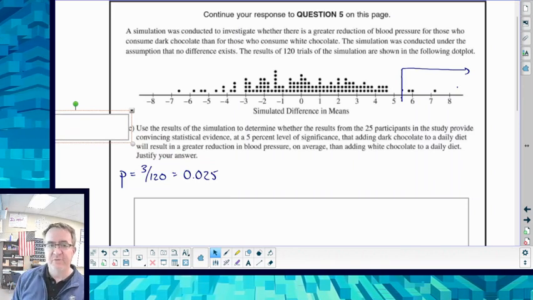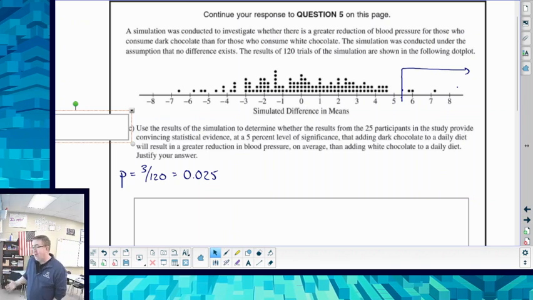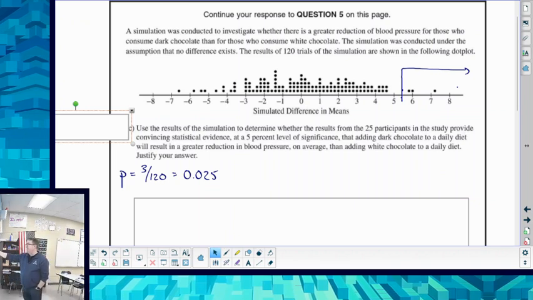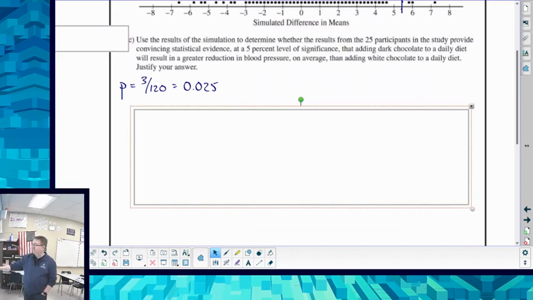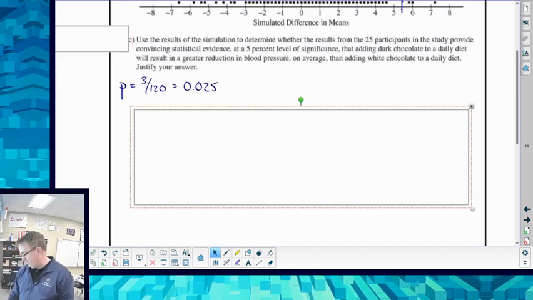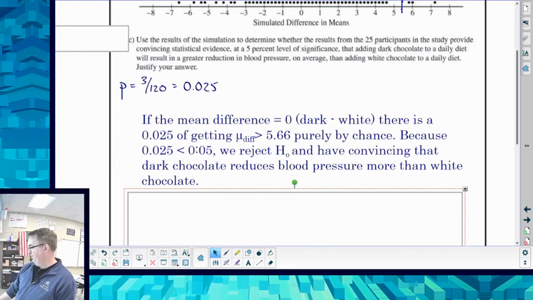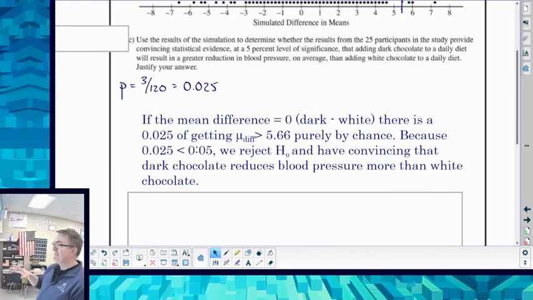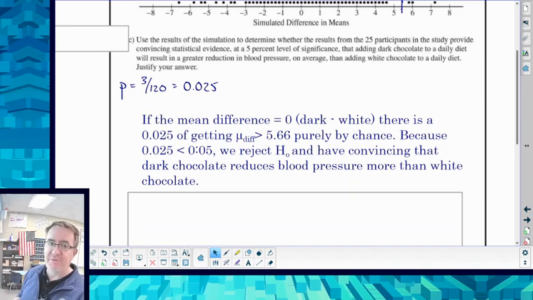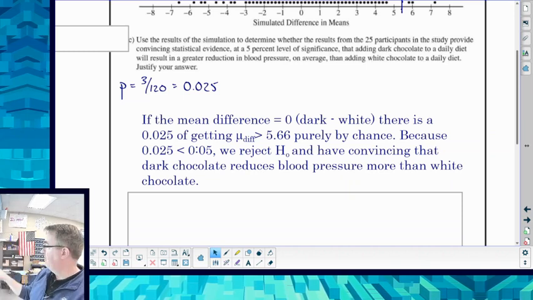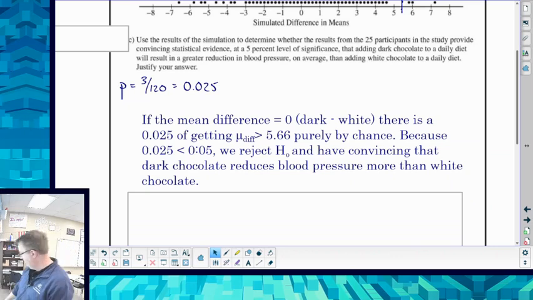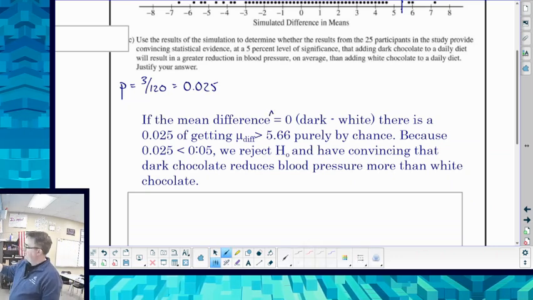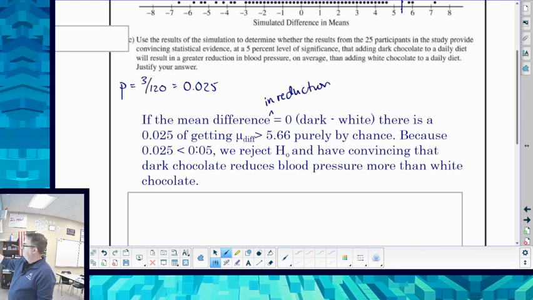Well, that's nice. So now we're just going to go ahead and justify it and conclude what we have. This is going to sound really, really familiar for those of you playing along at home. If the mean difference is equal to 0, and we have to say that because we really don't have a null hypothesis in here, so you have to kind of spell that out here, that the dark minus white chocolate mean difference, I probably should say, of reduction of blood pressure.